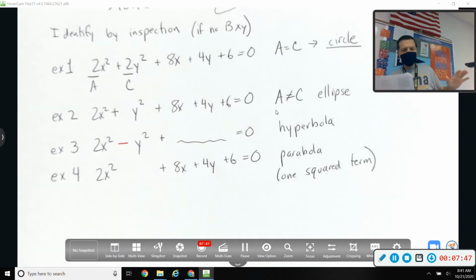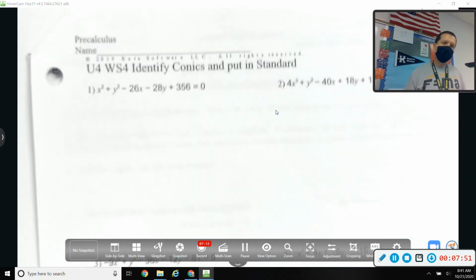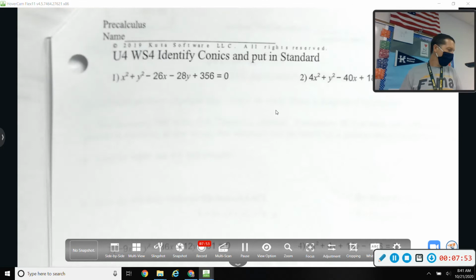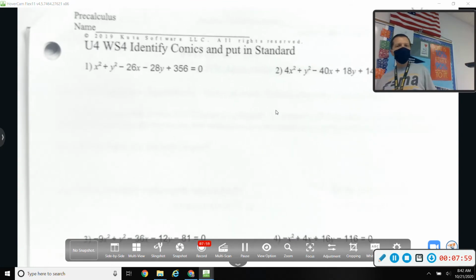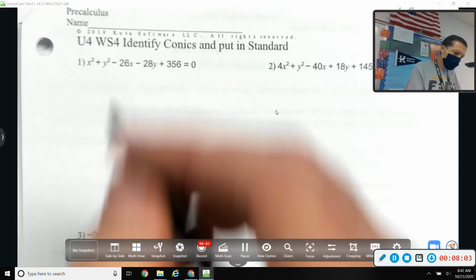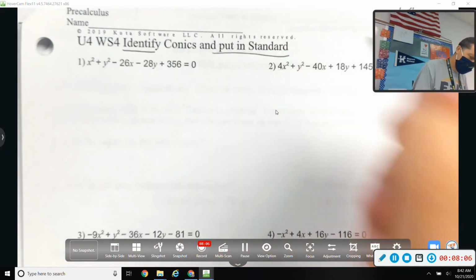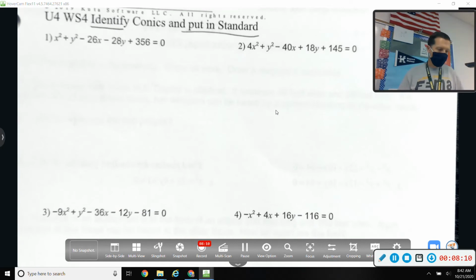All right, we're about halfway through with notes, but instead of working more examples, let's work some off of the homework together. So find Unit 4, Worksheet 4. Identify and put in standard.